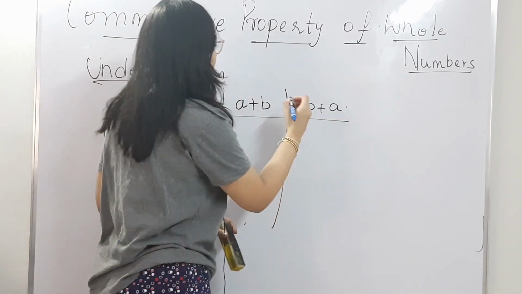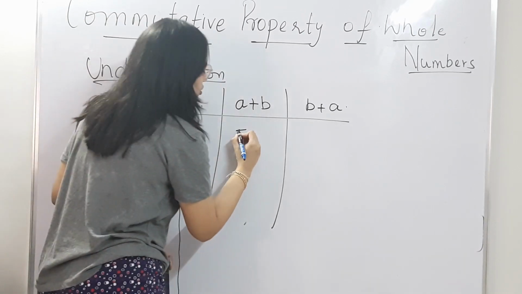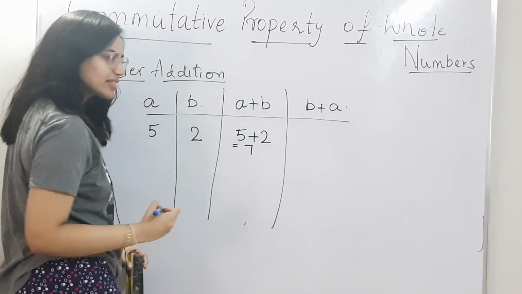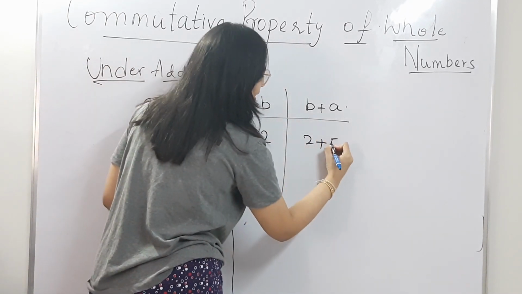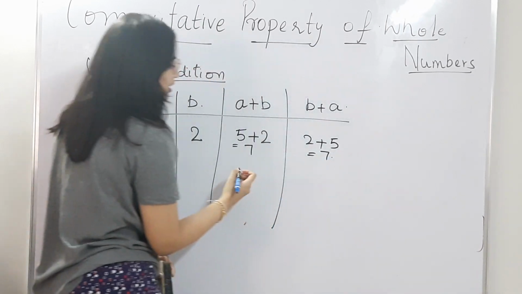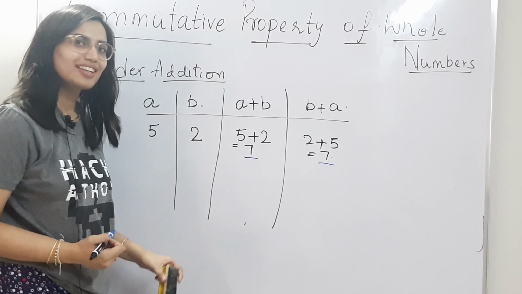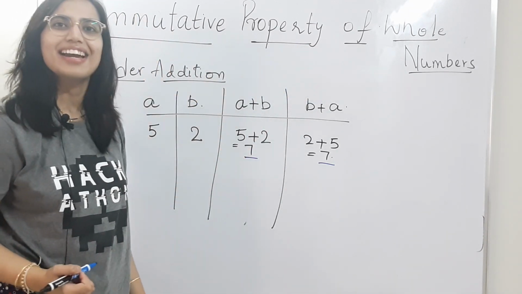That means if you take, for example, A is 5 and B is 2. So we get 5 plus 2 as A plus B. That is nothing but 7. What is B here? 2. So B plus A is 2 plus 5. This is nothing but 7. So here the result is 7 is equal to 7. So that means commutative property is satisfied for addition.